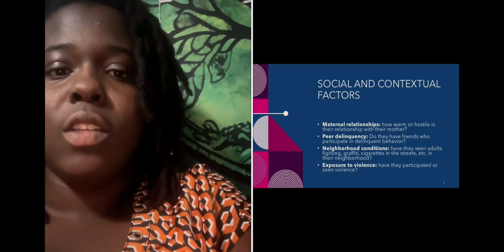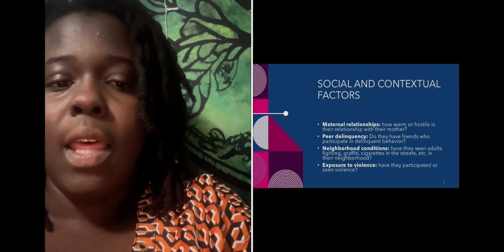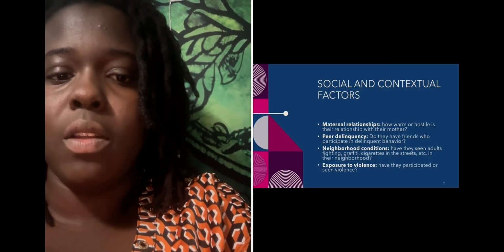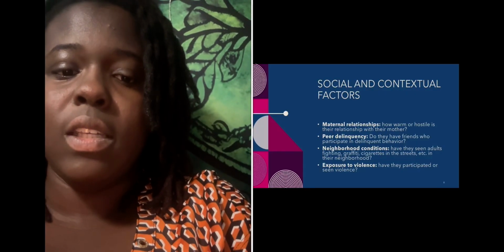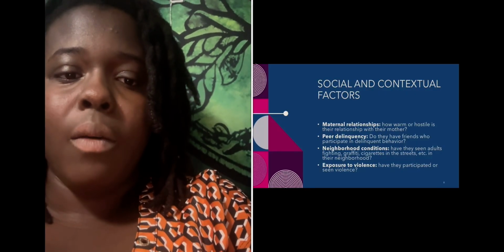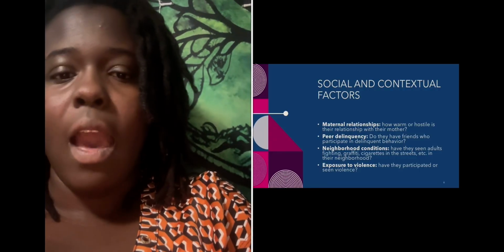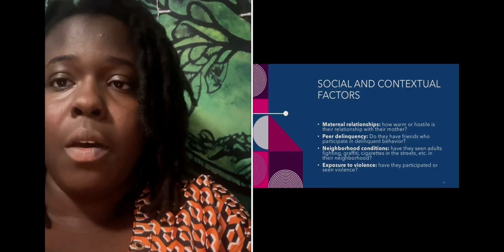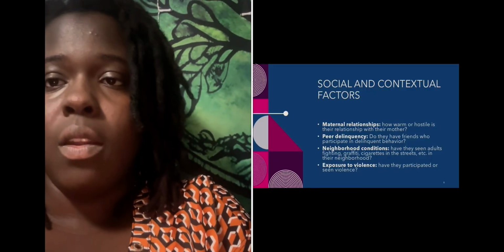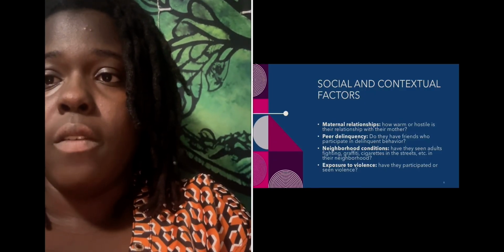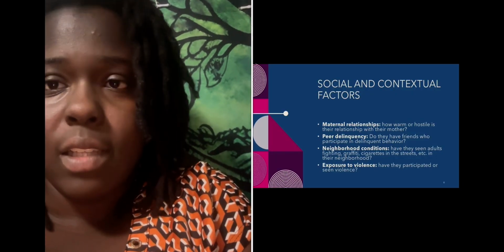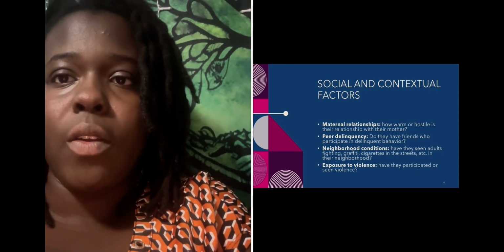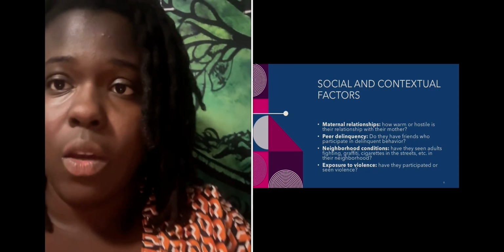And then you have the social and contextual factors. The variables under this category include the maternal relationships, peer delinquency, neighborhood conditions, and exposure to violence. The maternal relationship describes how warm or hostile the participant's relationship was with their mother, whether it was a loving and caring relationship, or if the mother was violent and hostile to the child. Then you have peer delinquency. This states whether or not they have friends who participate in delinquent behavior.